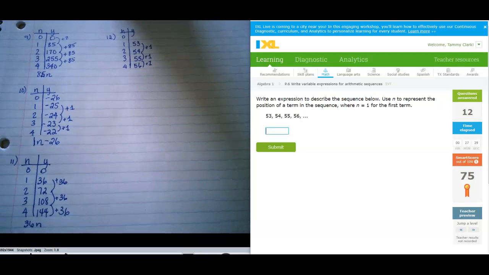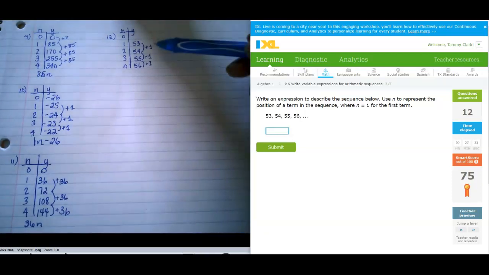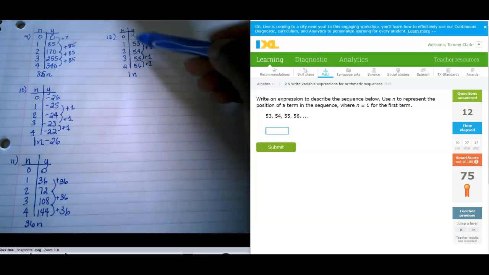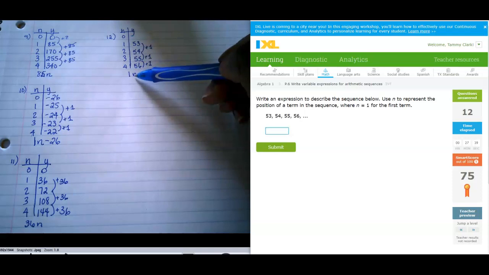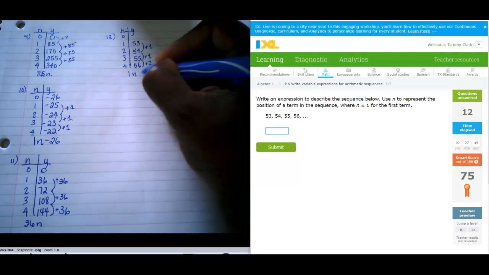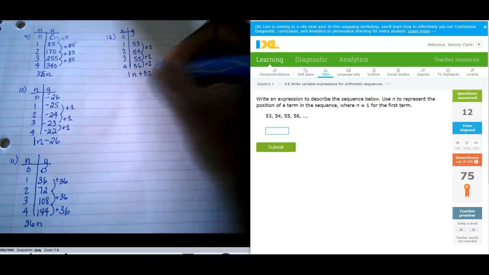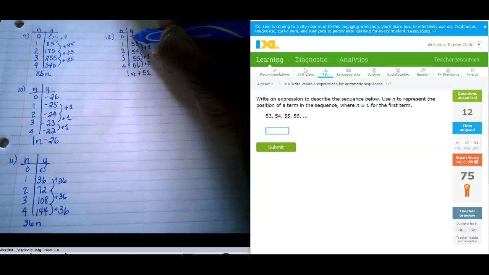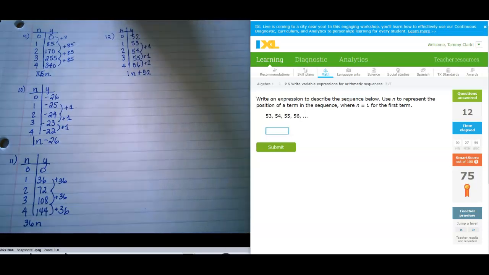So my outputs here are 53, 54, 55, 56. As you can see, we're adding 1, so this would be 1n. And 1 times 1 is 1, but what would I have to do to get to 53 if I'm at 1? I would have to add 52. So think about that. Is that true? If I'm adding 1, the number prior to 53 would indeed be 52. So this would be n plus 52.